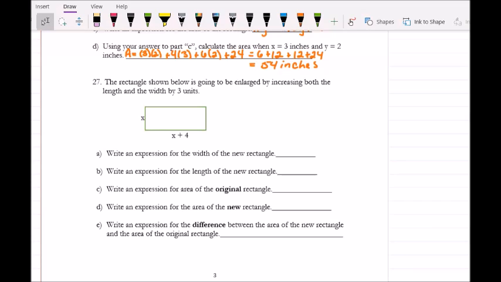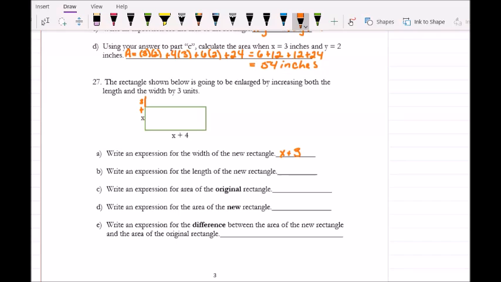Number 27, the rectangle shown below is going to be enlarged by increasing both the length and the width by 3 units. Write an expression for the width of the new rectangle. Okay, so we have this green rectangle, and we're going to increase that by 3. So we're going to come up a little bit here, make that 3 units longer than it was, which means we're adding that on to what was already there. So that would be x plus 3. You can say 3 plus x too, that is the same thing.